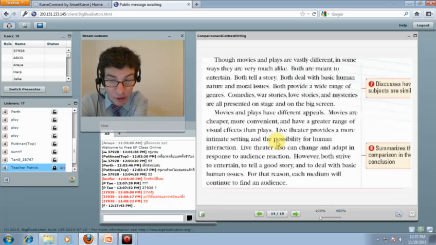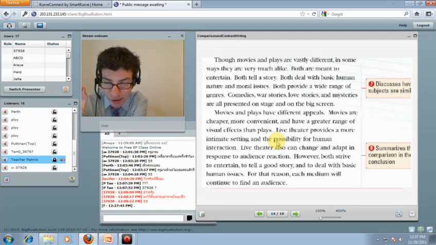Movies are cheaper and more convenient and have a greater range of visual effects than plays. Live theater provides a more intimate setting and the possibility for human interaction. Live theater can change and adapt in response to audience reactions. However, both strive to entertain and tell a good story and to deal with basic human issues. For that reason, each medium will continue to find an audience.